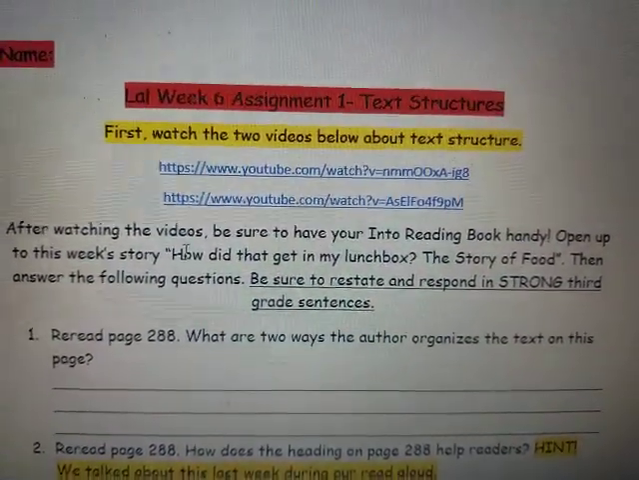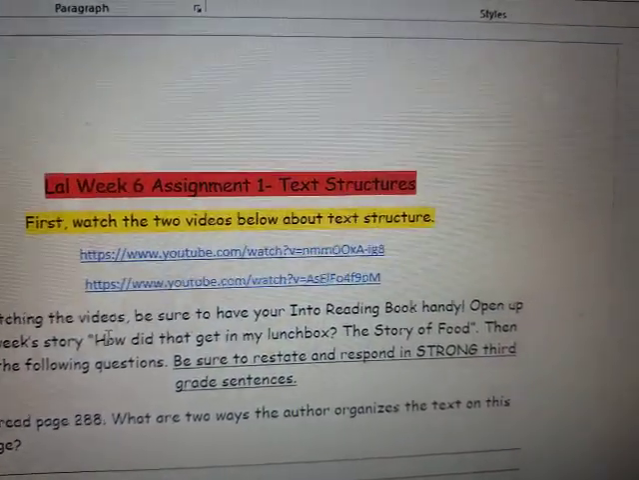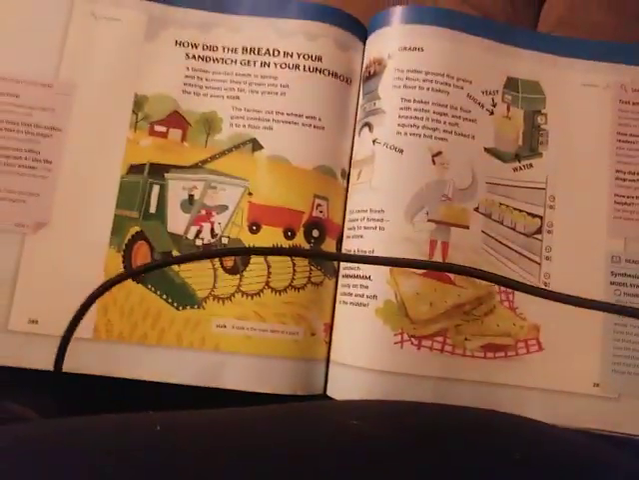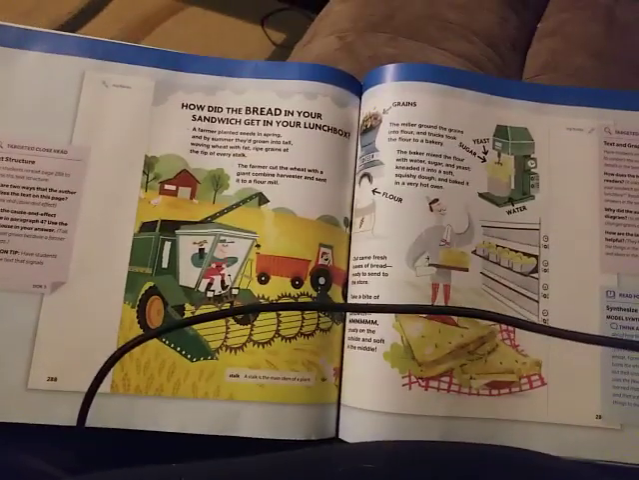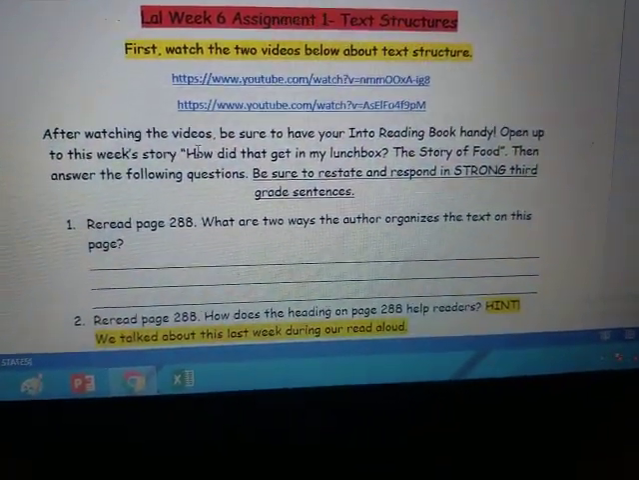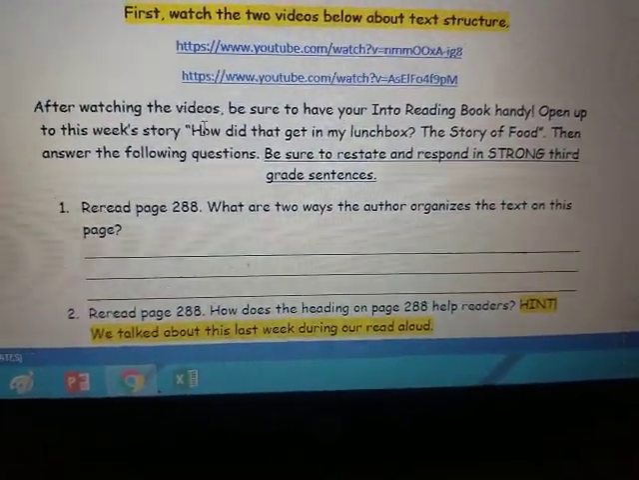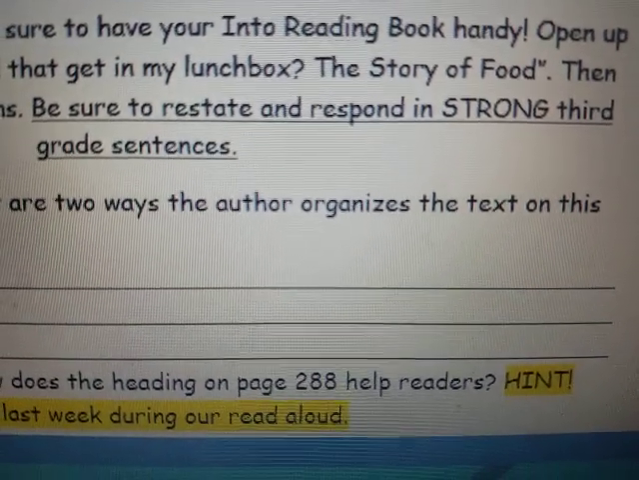Next, it says, after watching the videos, be sure to have your Into Reading book next to you. Well, here you go. I have my book next to me, and this will help me. So make sure you turn to the "How Did That Get in My Lunchbox?" Then you're going to answer the questions. Here's my favorite thing of all.